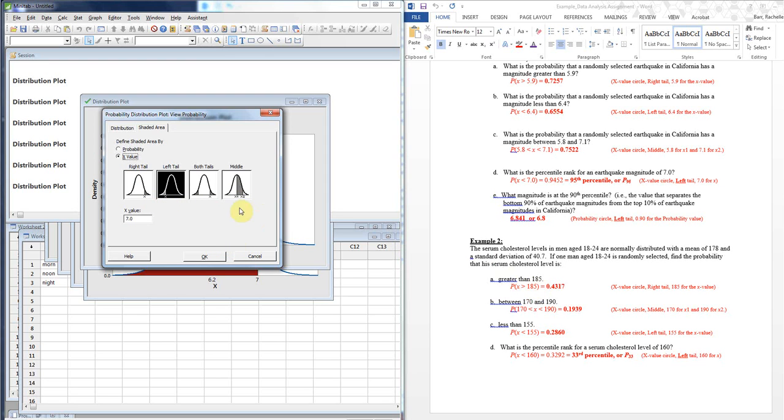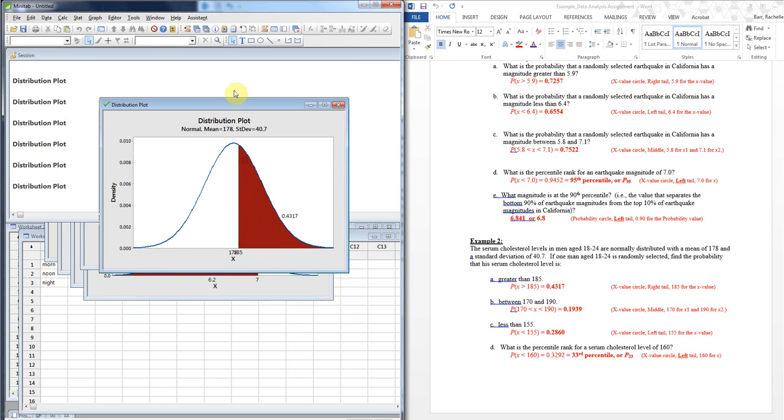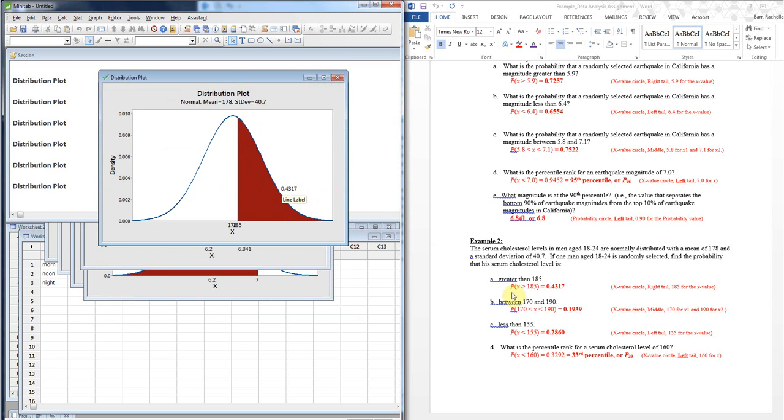I want to figure out those that are greater than 185. So I want to the right of 185. Let's hit OK. And there's our probability. Woohoo! Okay. Let's do between 170 and 190.